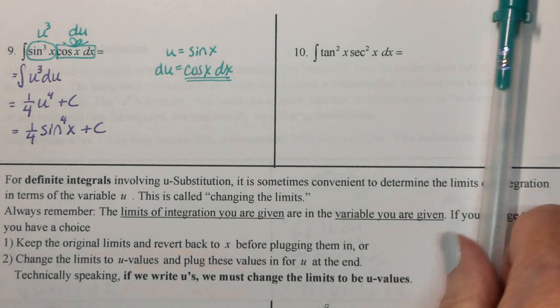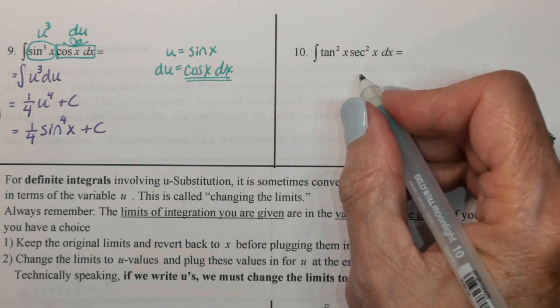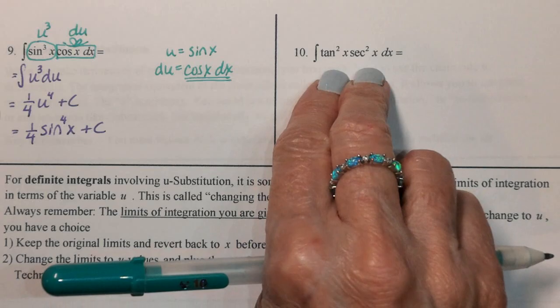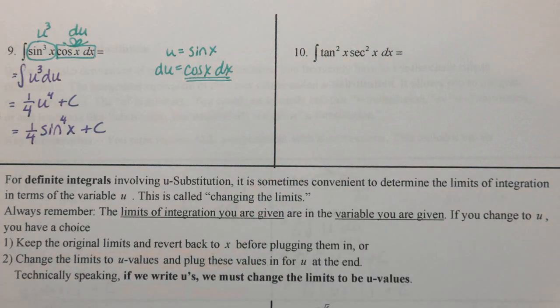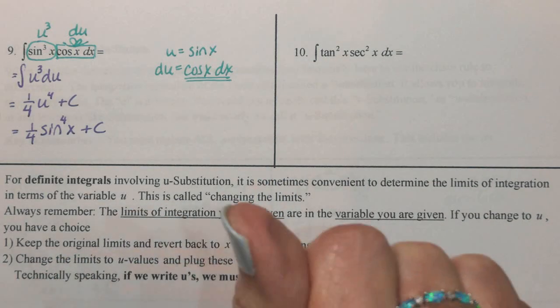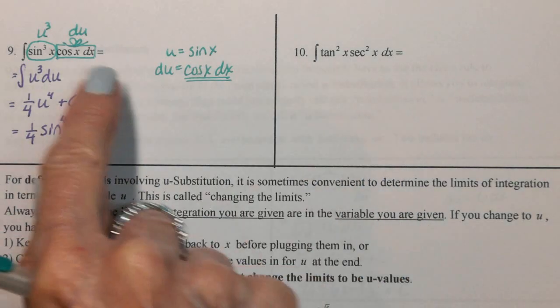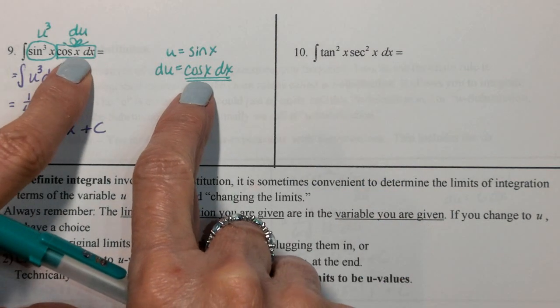Okay? Over here, what should we let u be? What should we let u be? I want to let u be a function whose derivative is the Christmas present.